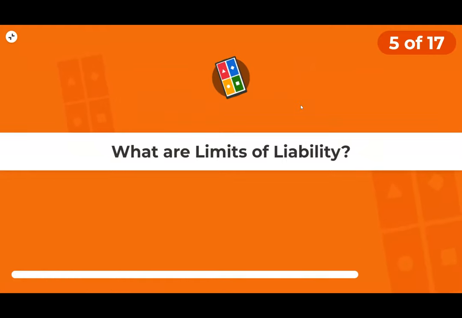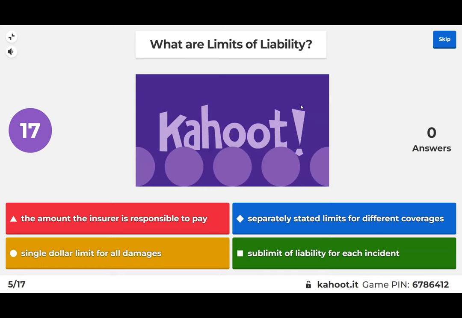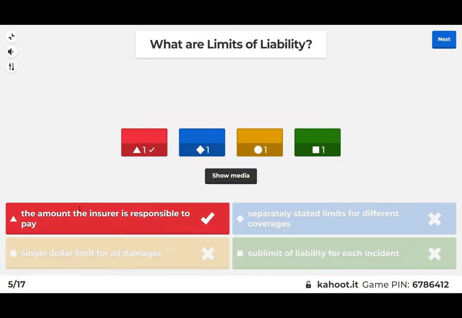What are limits of liability? This one's tricky. You guys are all over the place with this one. Limits of liability are just, everything has a limit. Your policy has a limit. Each accident has a limit. Each claim has a limit. Each coverage has a limit. It's simply, what is the amount that the insurer is responsible to pay for that thing?